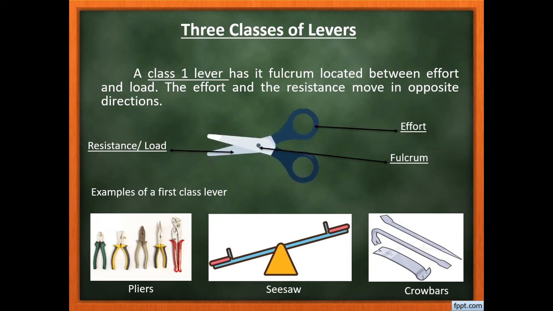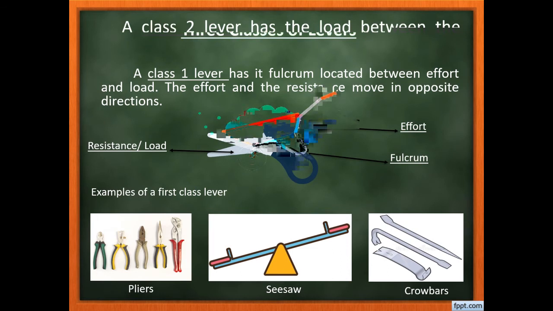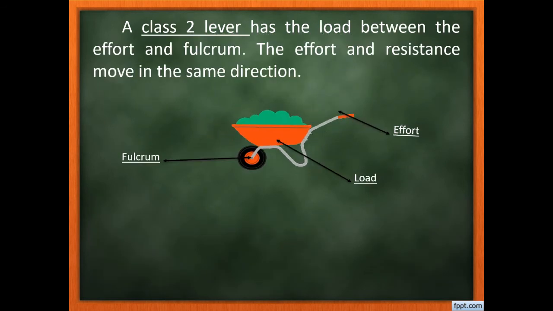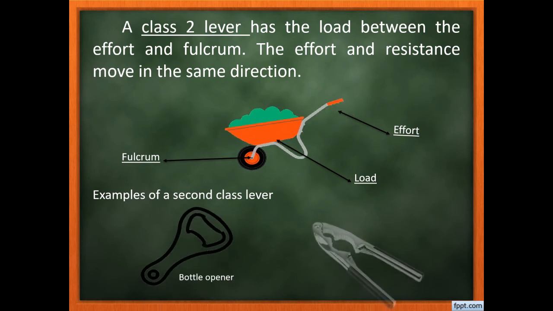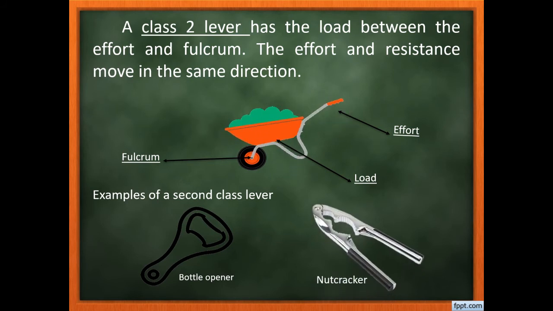Let's move on to the Class 2 lever. A Class 2 lever has the load between the effort and fulcrum. The effort and resistance move in the same direction. A common example of a second-class lever is a wheelbarrow, where the effort moves a large distance to lift a heavy load, with the axle and wheel as the fulcrum. Examples of a second-class lever: we have a bottle opener and a nutcracker.